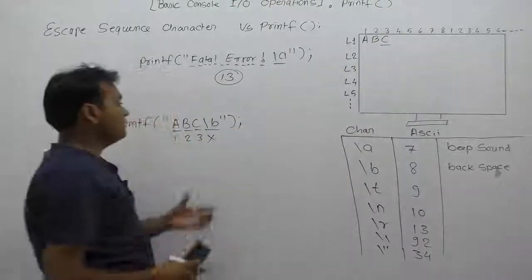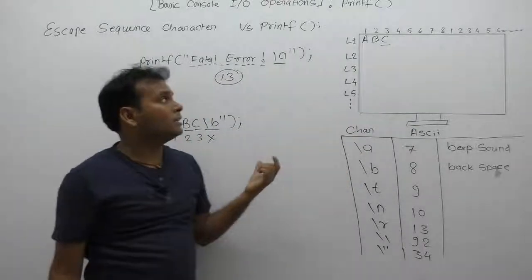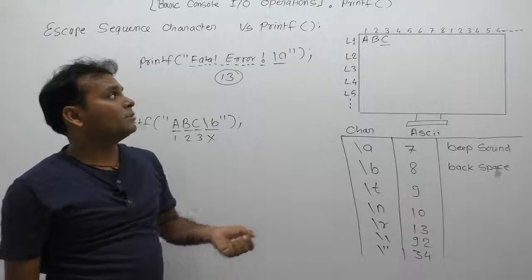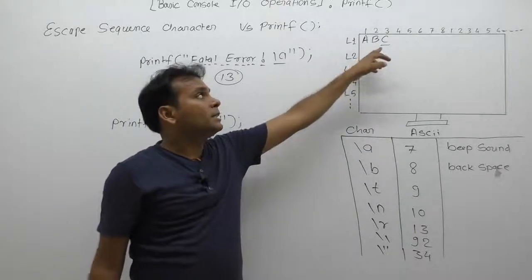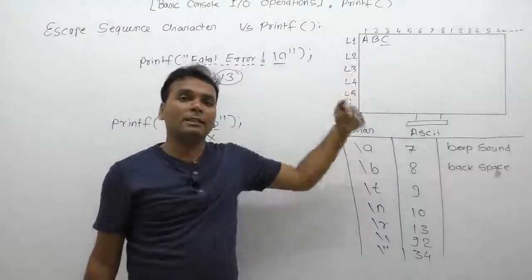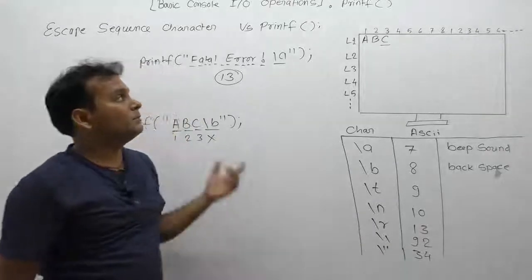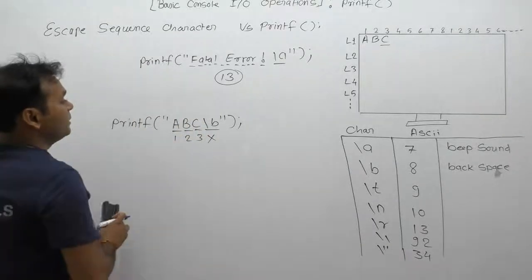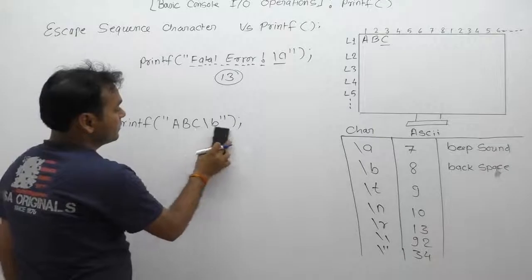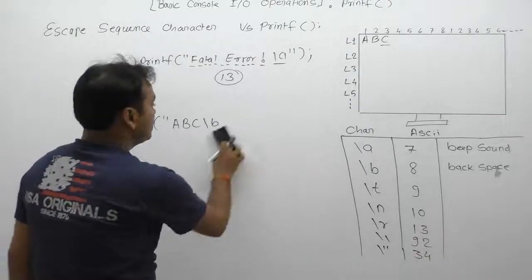After executing this printf function, if you watch the output, it becomes like this: abc, with the cursor blinking on c. This is the basic behavior of this printf statement. Again, we are modifying the same case like this.